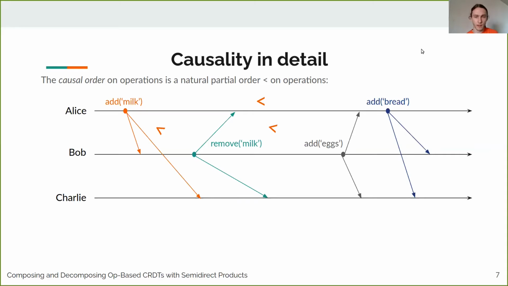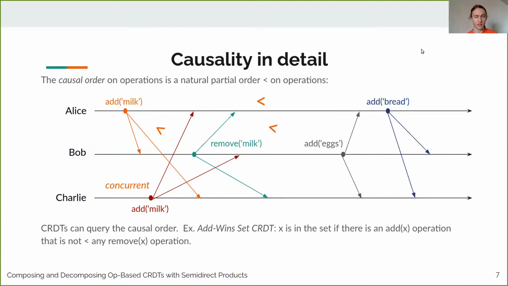Note that this is a partial order. It's possible to have a situation like this, where these 2 add milk operations are neither less than nor greater than each other. In this case, we say that they're concurrent. Then the good thing about causality is that CRDTs can query the causal order. Basically, you can attach metadata to operations when you send them over the network, so everyone agrees on what the causal order is. And then this lets you make definitions, like for a set CRDT, you can say X is in the set if there is an add X operation that is not less than any remove X operation.